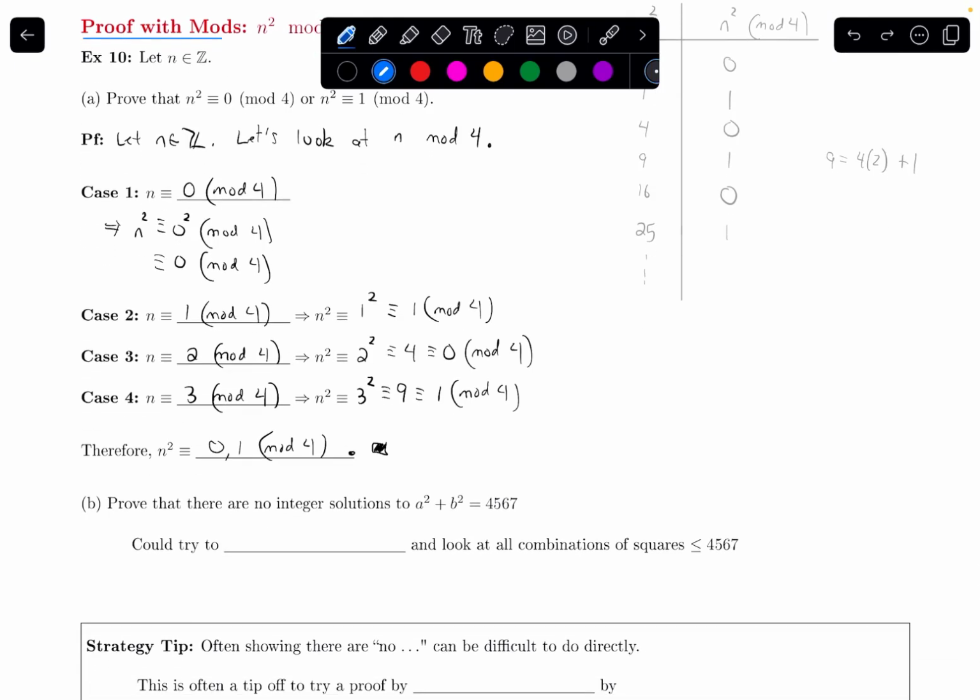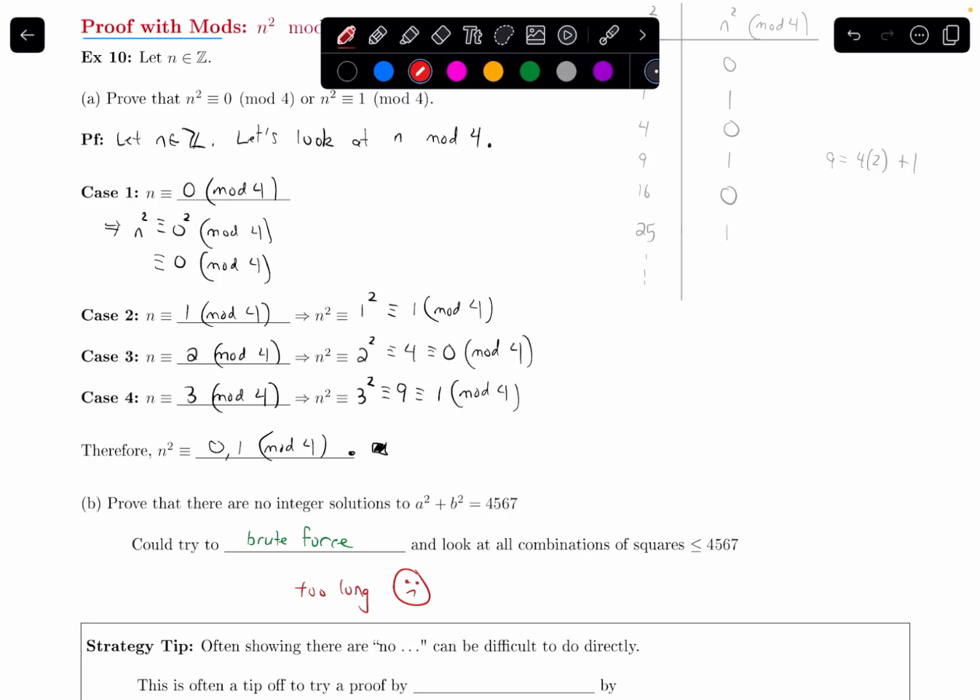So when we're trying to do this, we could try to do what's called brute force. We could try to use brute force and look at all the combinations of squares that I could plug into this that are less than or equal to 4,567. Because if they were bigger than that, there's no way it's going to equal 4,567 on the other side. So I could try to consider all of them, but that's going to take us too long. I'd love to have a more efficient way.